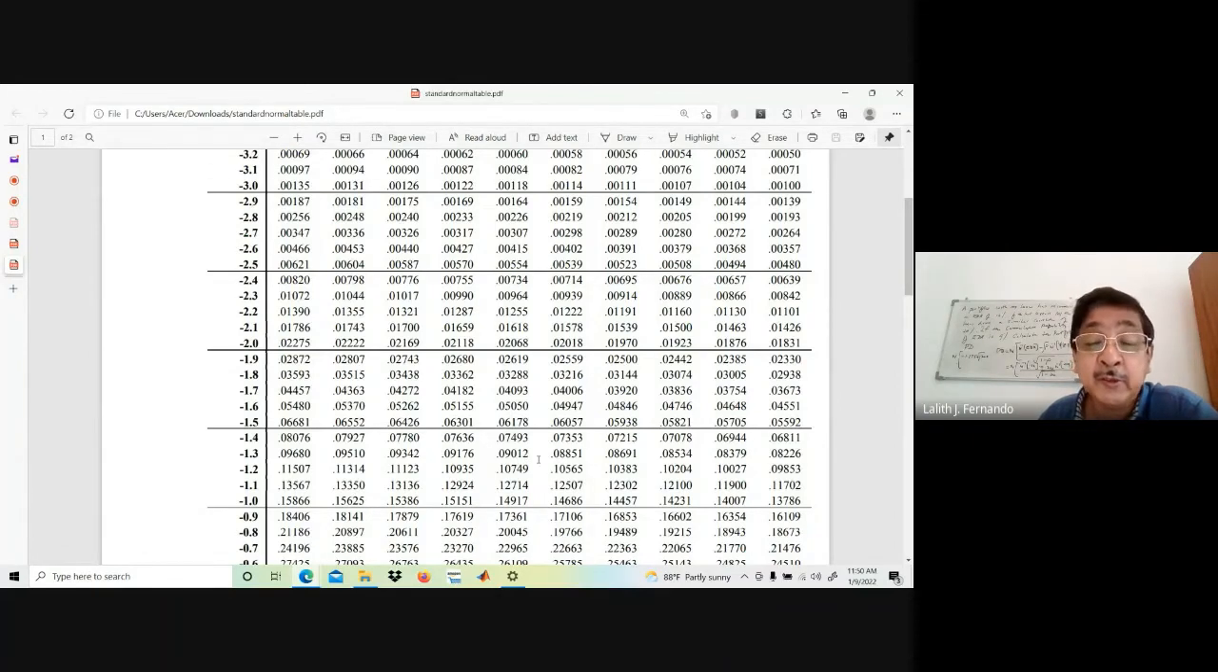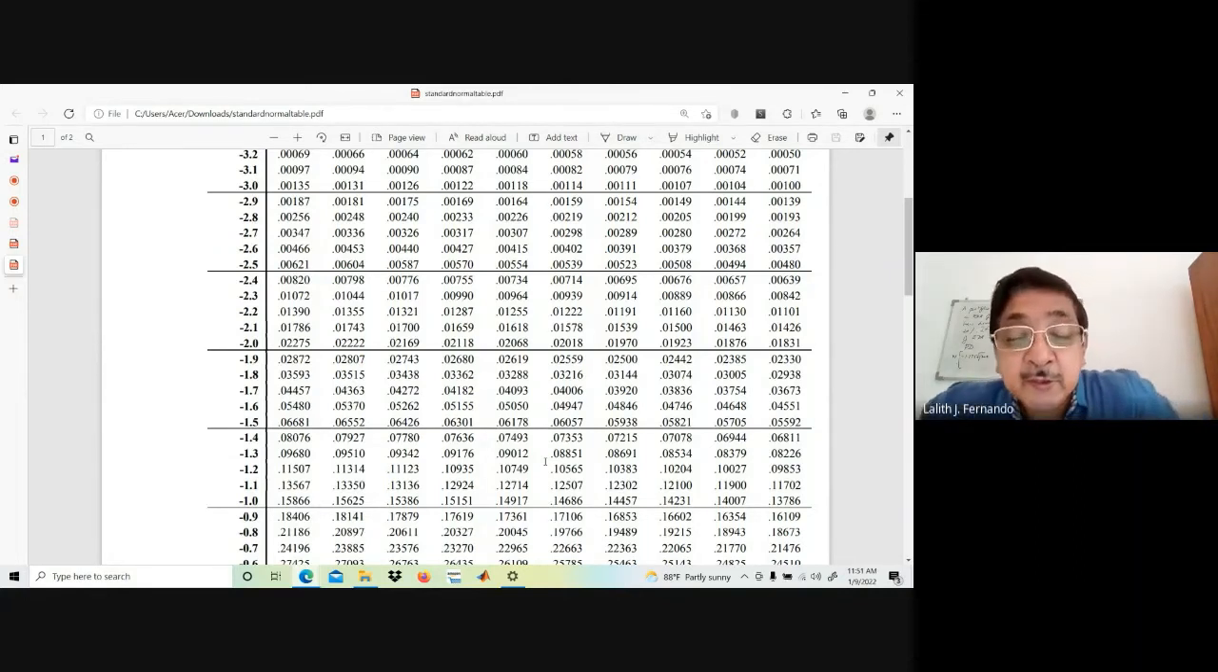Have you found the point? Because you need to check where 0.09 is situated, where 0.09 lies. Have you found that? Just tell me the row number. What is the row number? Minus 1.3. Yes, minus 1.3. It is the row number, and you have two values, 0.09012 and 0.08851. So in between that, the value comes.